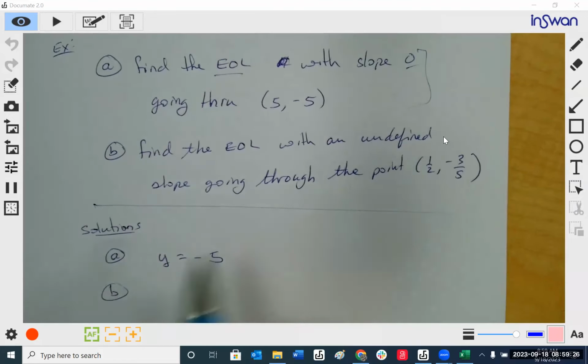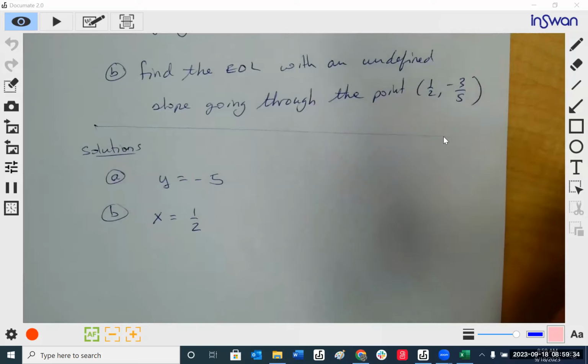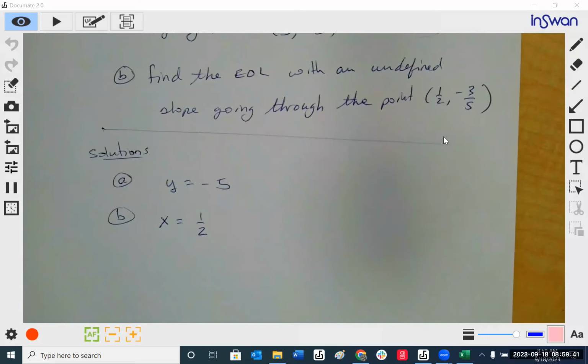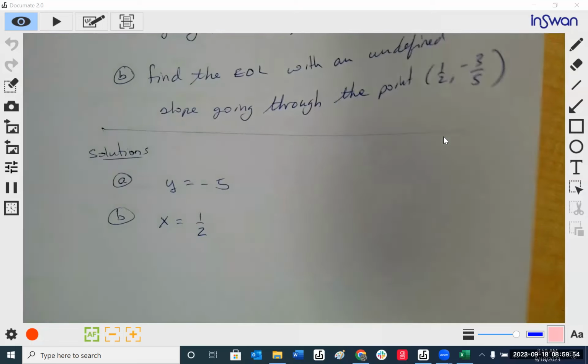Conversely, if we have an undefined slope, that means it's going up and down. So our equation is only the x value. Again, it's simple concepts, but you have to put it together. All right, let's move on.